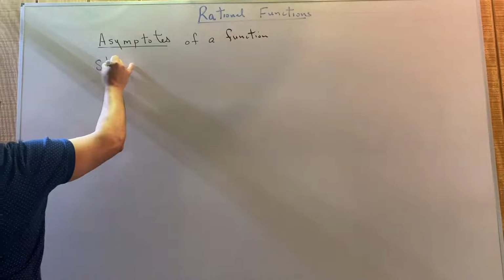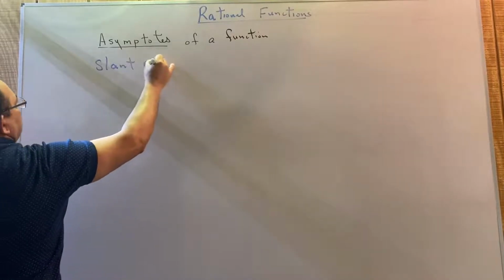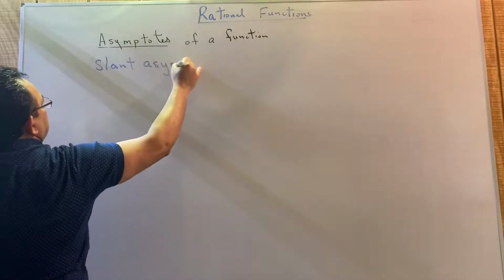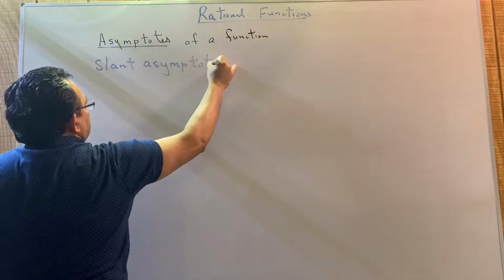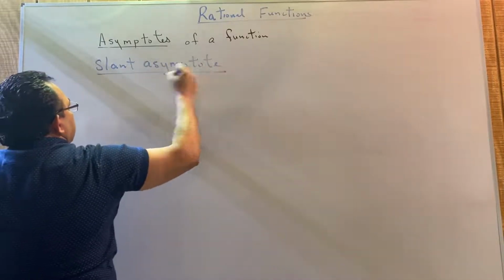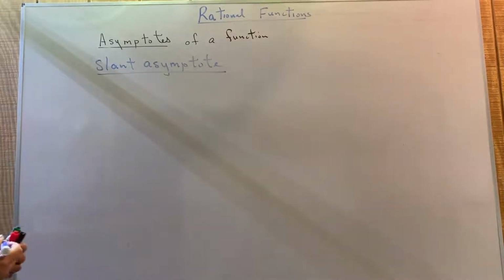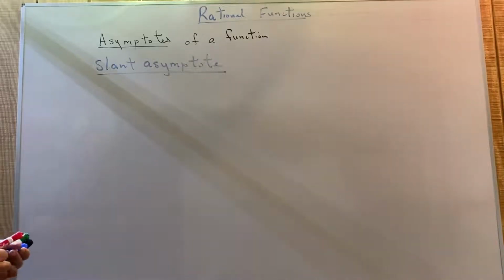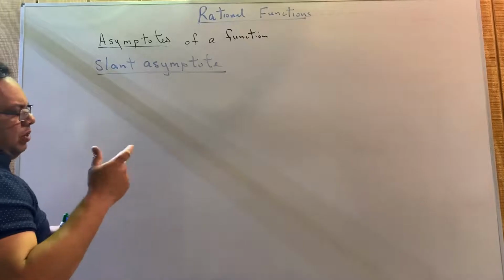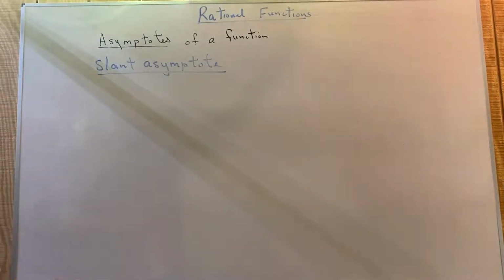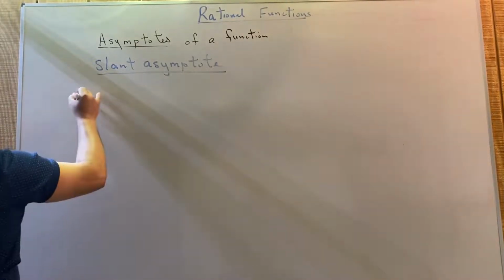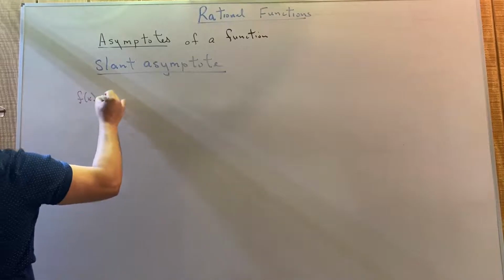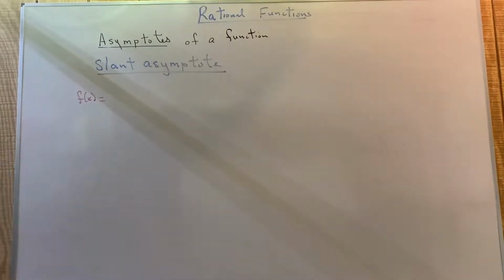Slant asymptote. Sometimes you will see it called oblique, right? In a slant asymptote, we can tell just by looking at the function. If I have the function f of x, I'm going to take the example that I talked about in the class notes.